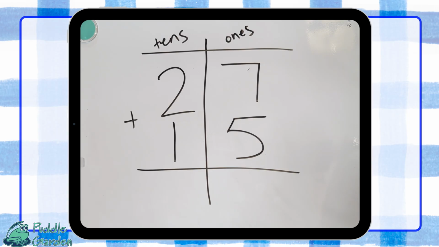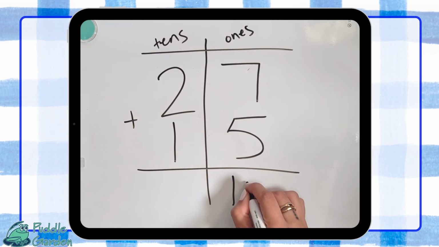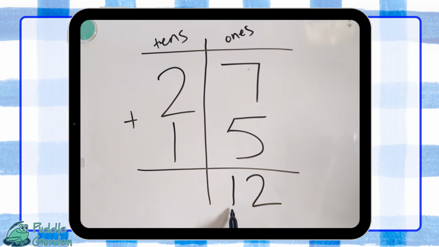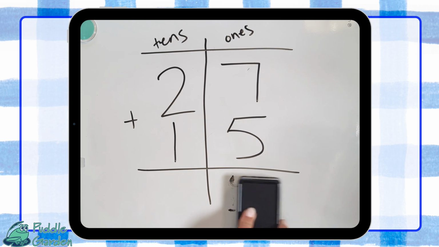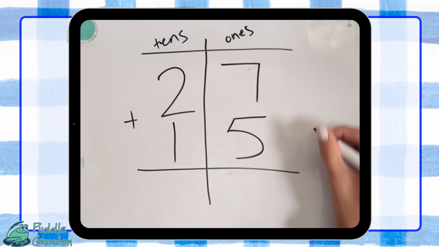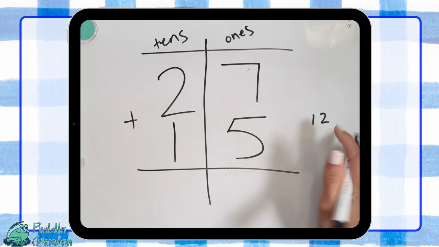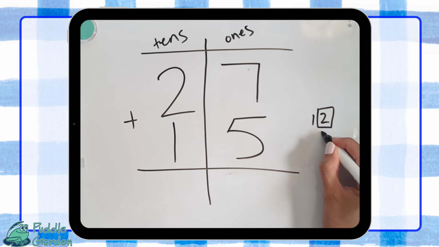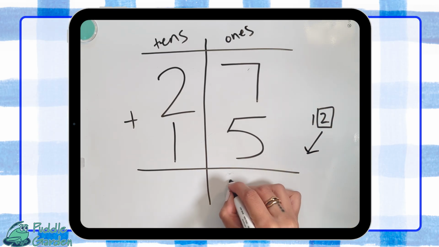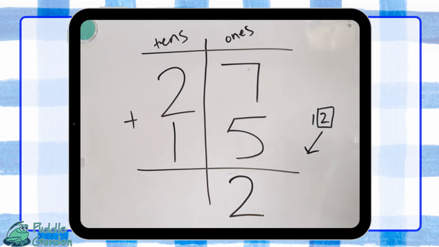That's right, 7 plus 5 is 12, but we can't just write it like this because this says we have one 10 and two ones. That's our number 12. We can't have that over in our ones because that is more than 9. So since our number is 12, that means we have one 10, two ones. We're going to take our ones and put them in the ones category.